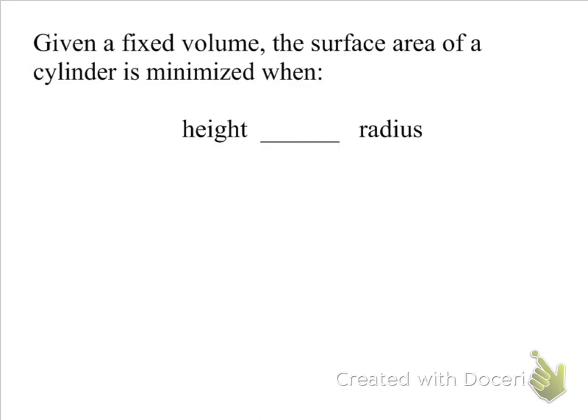Okay, and the last question involves still a cylinder, but this time we want to minimize the surface area for a given volume. Still the same shape. We want to get 2 times the radius. So we want the diameter to be the same as the height, which means that if this is r, then the height is 2r.